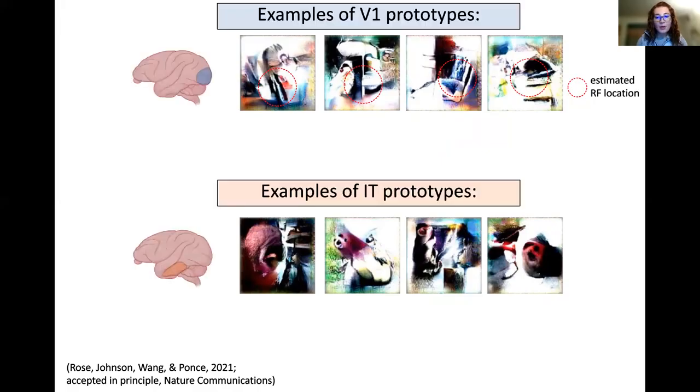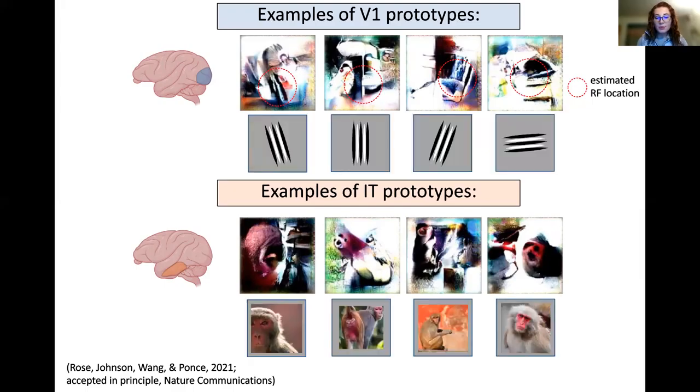You may have guessed that the bottom set of images displays these IT prototypes. On top, prototypes evolved from V1 or the primary visual cortex are displayed. Beneath each prototype are examples of stimuli which we find the prototypes to be reminiscent of.